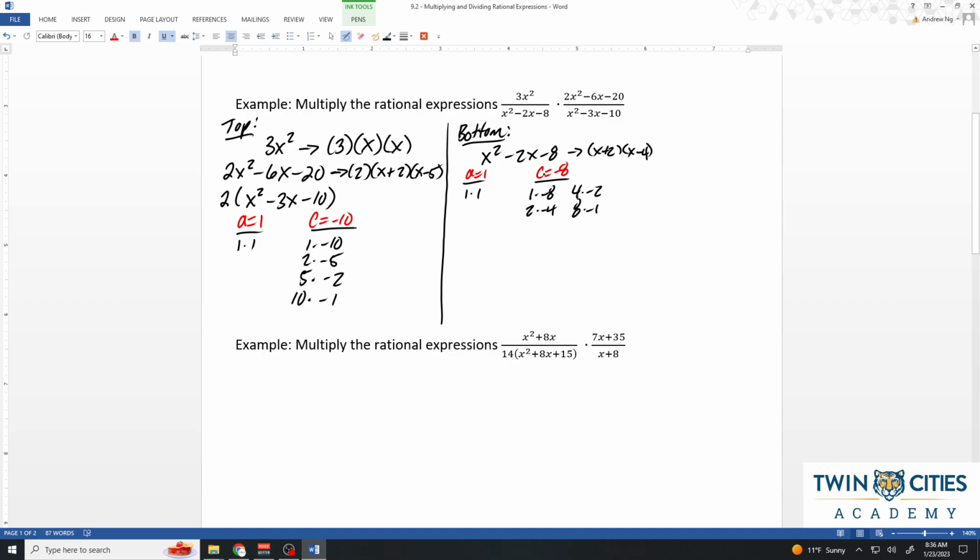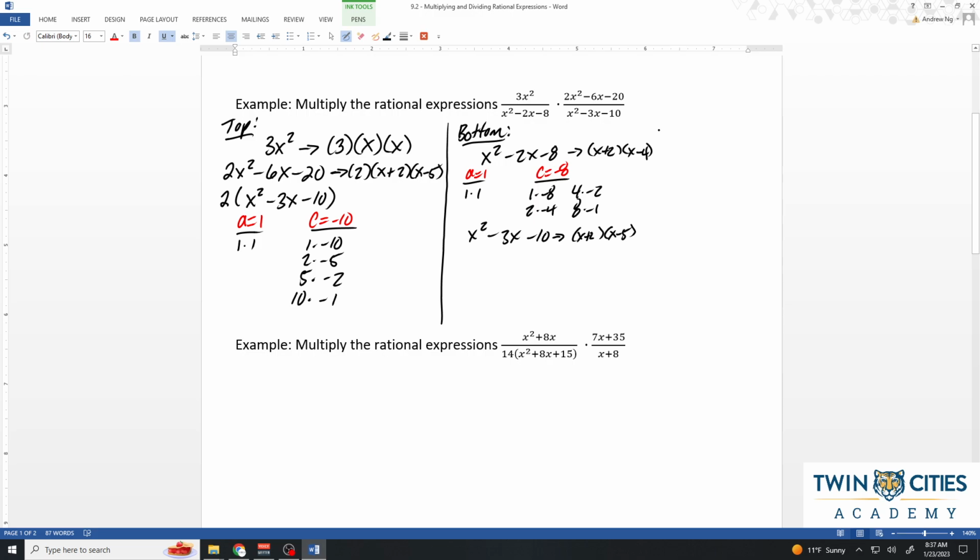Then I've also got x squared minus 3x minus 10. Actually, we factored this earlier. That's this one right here. We just happened to pull a 2 out to the front before because it was 2x squared minus 6x minus 20. So I know that this factors to x plus 2, and then x minus 5.